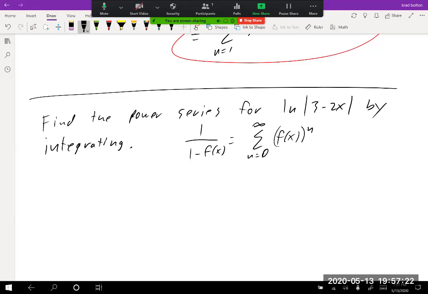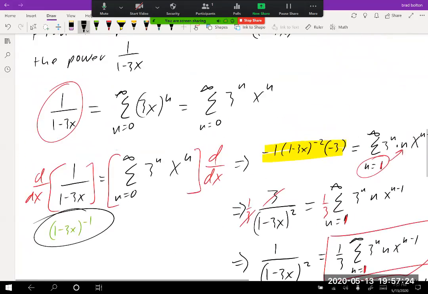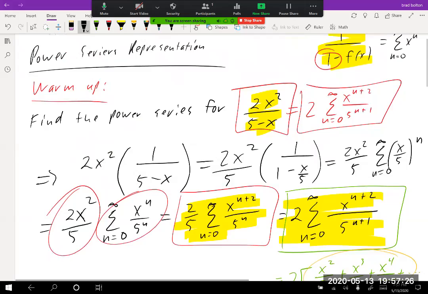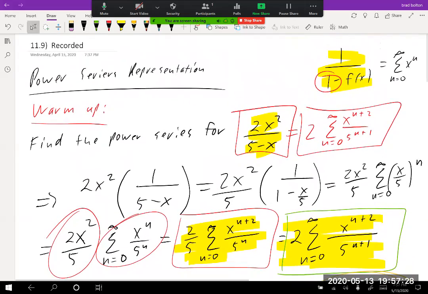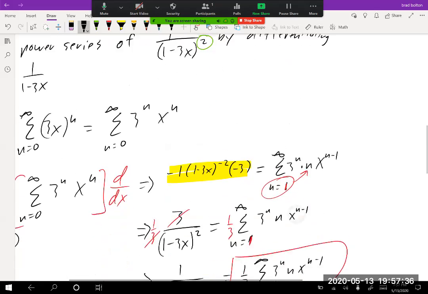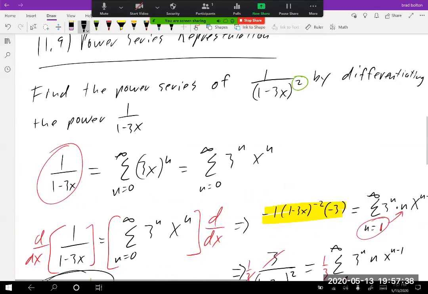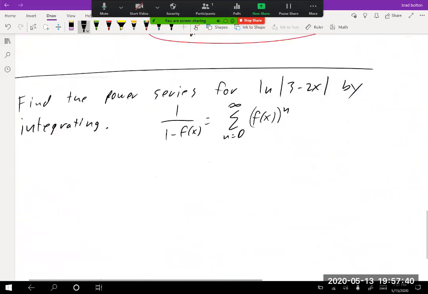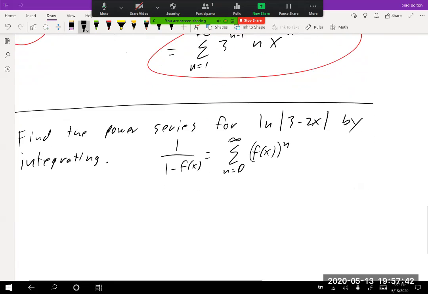We have 1 over 1 minus. Did I write that wrong up here also? I'm thinking back. I think I wrote it wrong. No, I wrote it. Yeah, I wrote it wrong right here. f of x to the n. Thank you for reminding me of that. Just kidding. All right, so a little online humor.